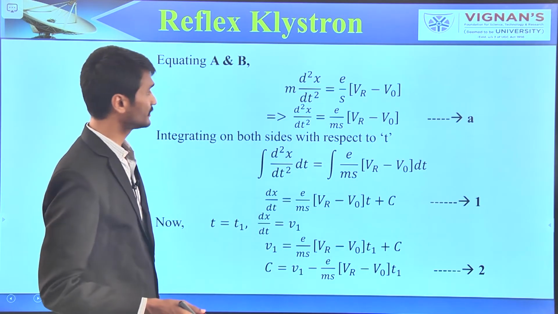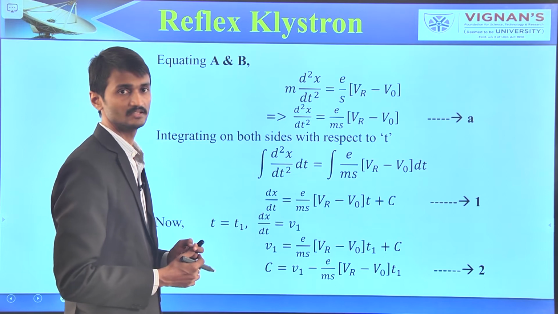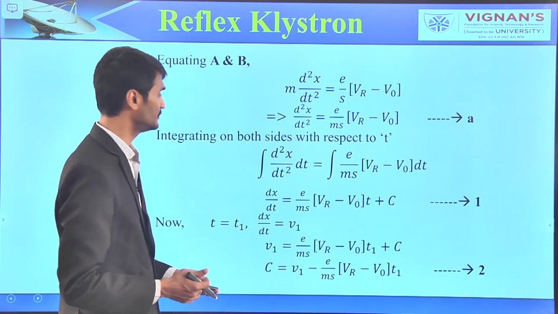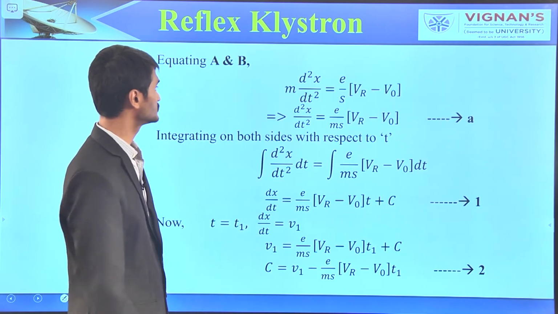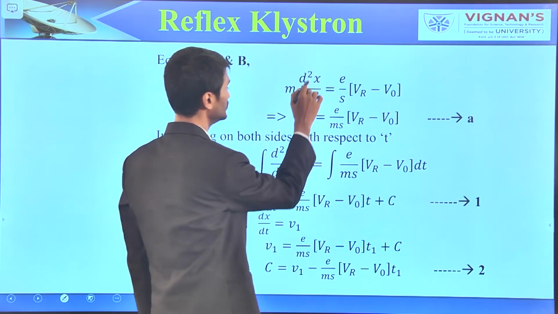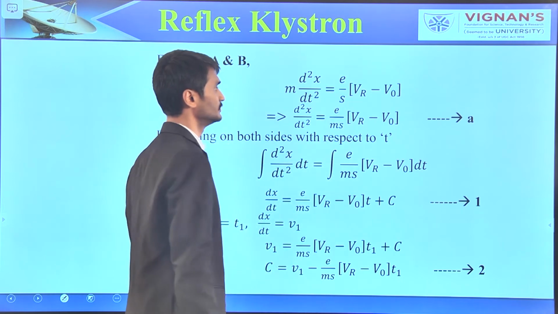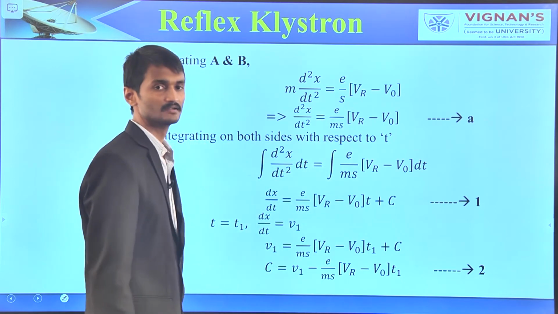Now, equating these two equations, A and B, which are the forces on the electron: m into d square x by dt square equals e by S into (Vr minus V naught).